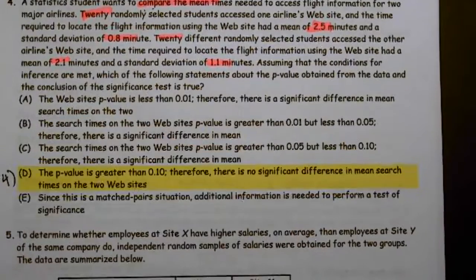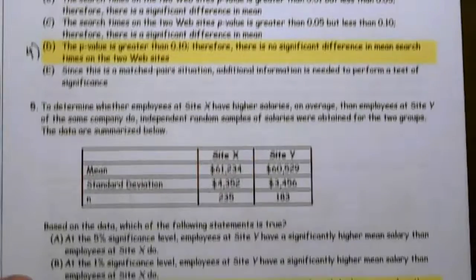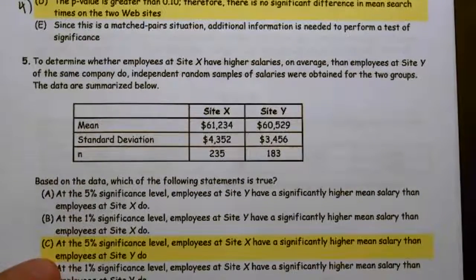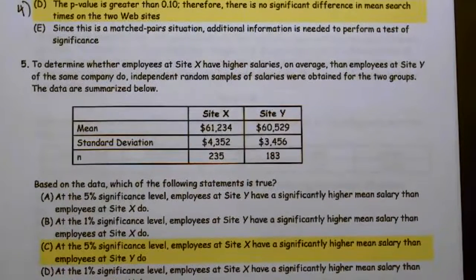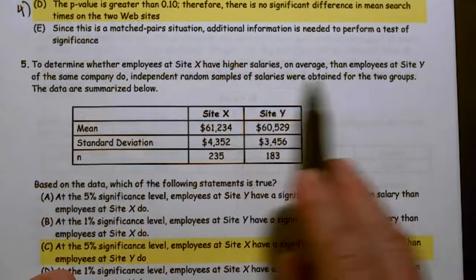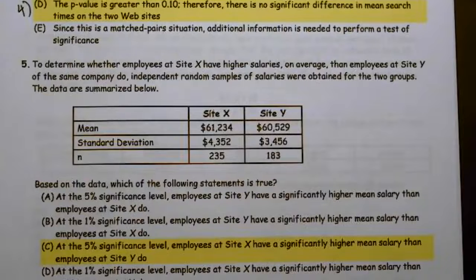All right. Looking at number 5, to determine whether employees at site X have higher salaries on average than those at site Y of the same company, independent random samples of salaries were obtained for the 2 groups. The data are summarized below. They told us we have 2 independent groups. That makes it easy. As soon as I say they're 2 independent groups, this is 2 sample, because paired is related, so there's a dependency with a paired. Here we have 2 independent groups, so we need to just run a test.